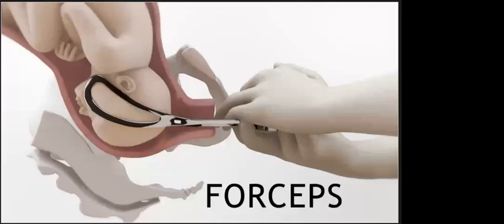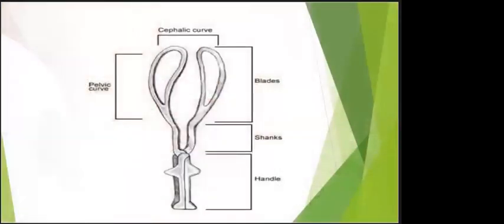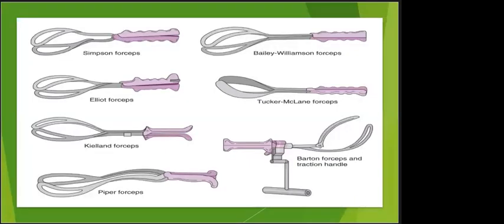Forceps. Okay, so the forceps has different parts: the cephalic curve and the pelvic curve. With the parts of the forceps, it has the blade. This is the shank, and it has a handle. So we have different kinds of forceps.